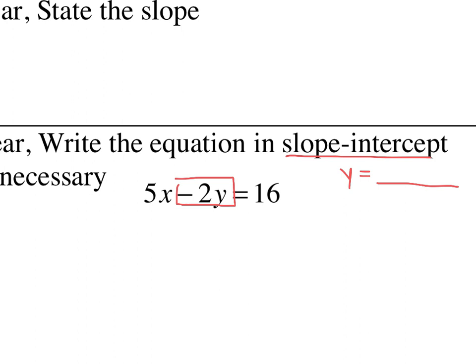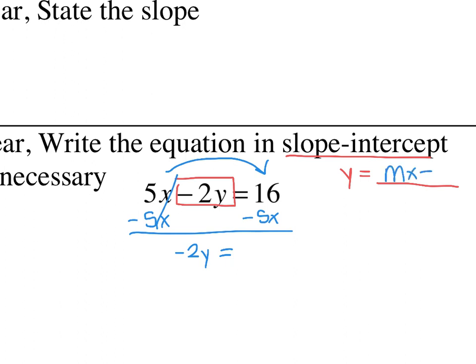So I have to ask myself, how do I get this 5x to the right-hand side of my equation? Well, it's positive, so the only way to get rid of a positive 5x is to subtract 5x from both sides of my equation. So I'm going to subtract 5x, and I get negative 2y equals, and always put your x first, because we want it to be in mx plus b form. So I have negative 5x plus 16.